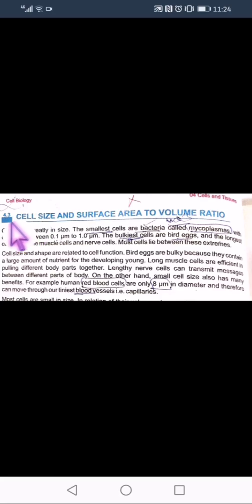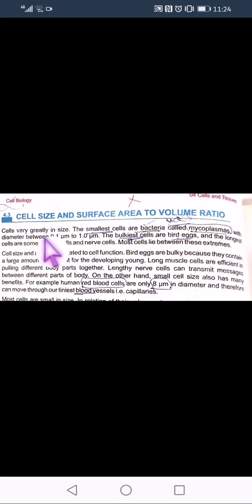The topic we are going to discuss today is 4.3. As you can see in the picture of the topic, we are not going to discuss this whole topic. You only have to learn some of the lines which actually provide some MCQs or short questions. We will discuss it: the cell size and surface area to volume ratio.